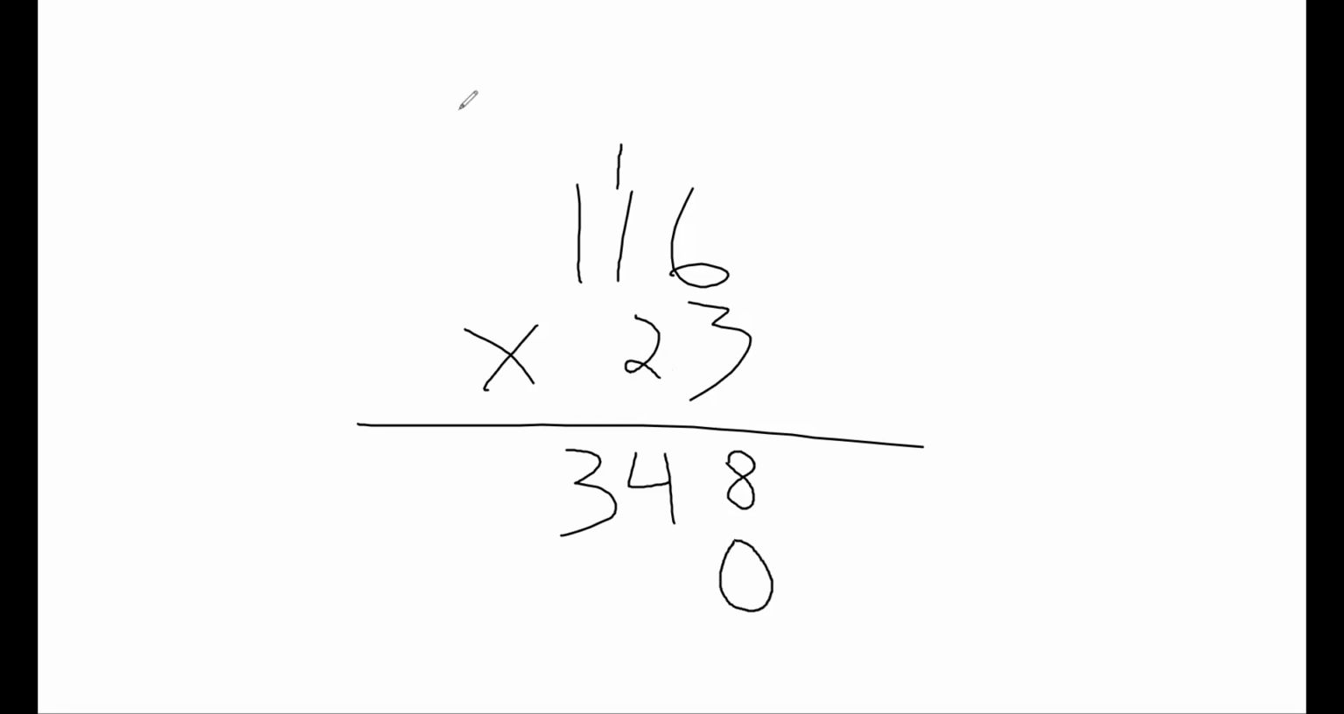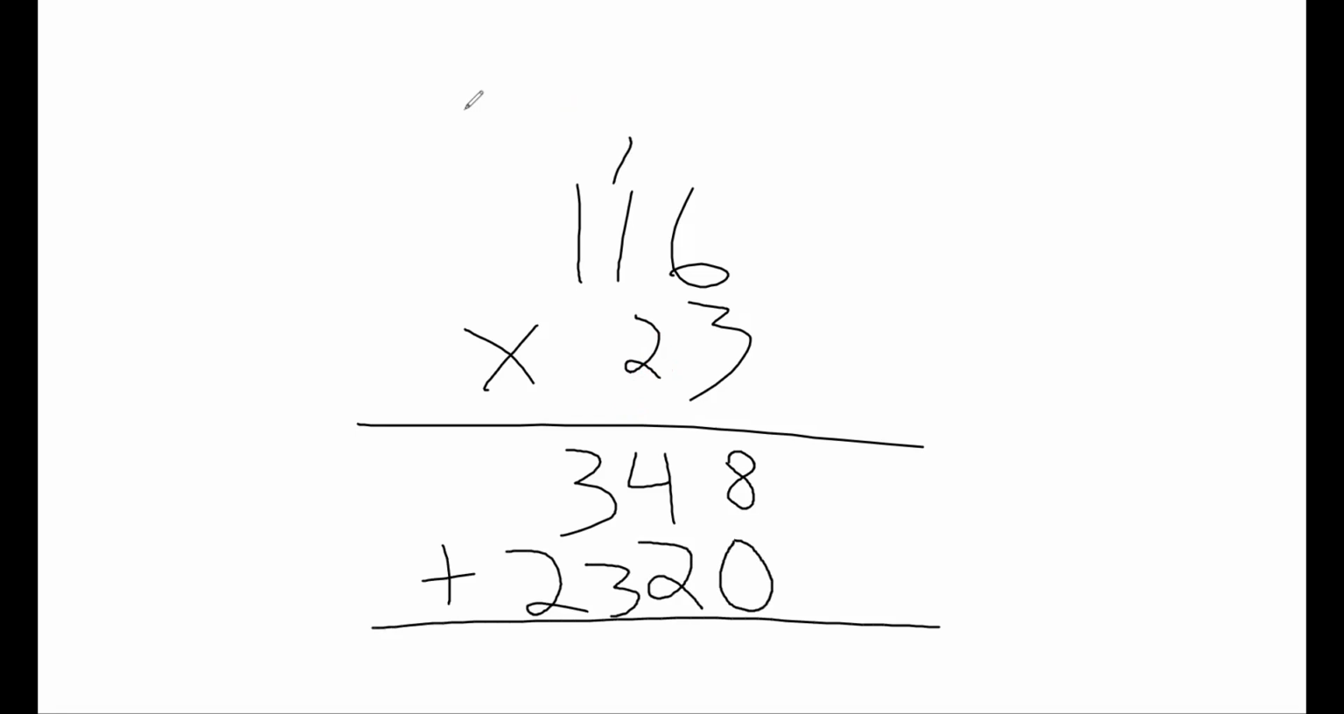2 times, and now it might help to get rid of that 1 that you've previously carried, because it no longer applies here. 2 times 6 is 12, so put the 2 down, carry the 1. 2 times 1 is 2, plus 1 is 3. 2 times 1 is 2. And then you do addition. 8 plus 0 is 8, 6, 6, 2. So 116 times 23 is really 2,668, and we can do it that long way.